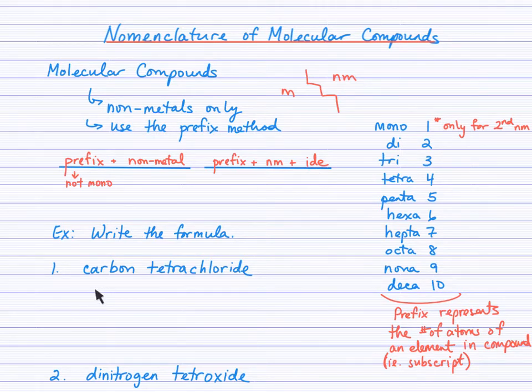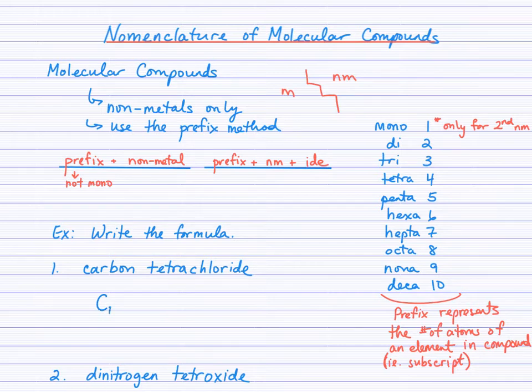Okay, so I'm asking you in number 1 to write the formula. So you'll notice this same format, carbon, and then tetrachloride. So we interpret the prefix as the number of atoms of that element that are in the compound, in other words, the subscript. So the fact that it just says carbon means that it's not dicarbon or tricarbon, it's monocarbon, except they didn't write the mono for the first word, which is correct.